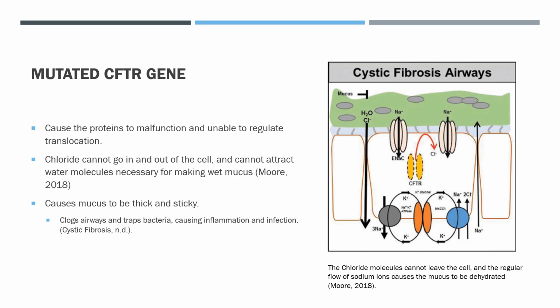So when the CFTR gene is mutated, the proteins aren't able to function properly, and so they can't regulate this process. You can see again in the diagram on the right, the chloride molecules are not able to go in and out of the cell properly, but the sodium ions continue to do what they do normally. And so then the mucus gets dehydrated and it becomes thick and sticky, and this clogs airways and it traps bacteria, causing inflammation and infection. And this is also why in people with CF, you tend to see pneumonia and bronchitis.